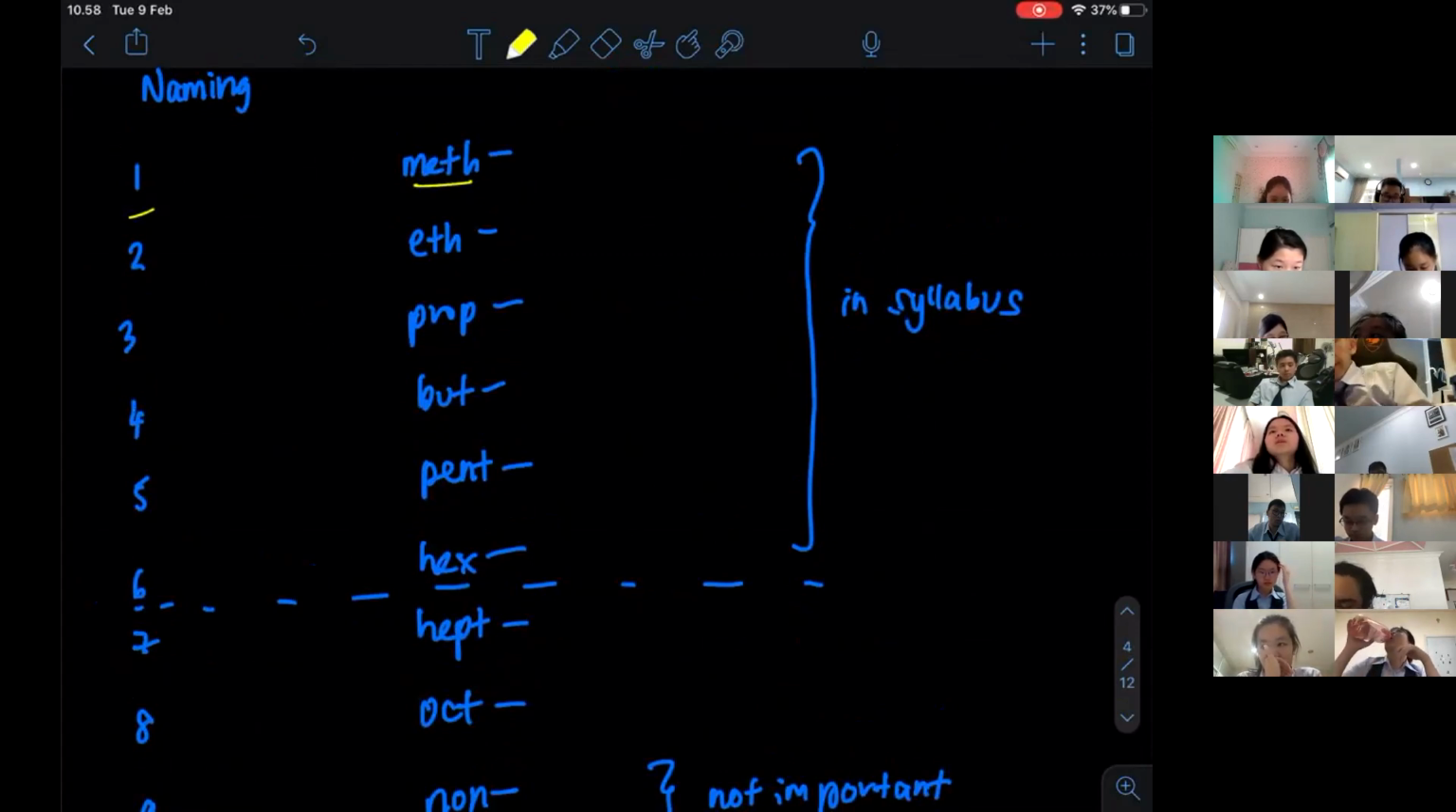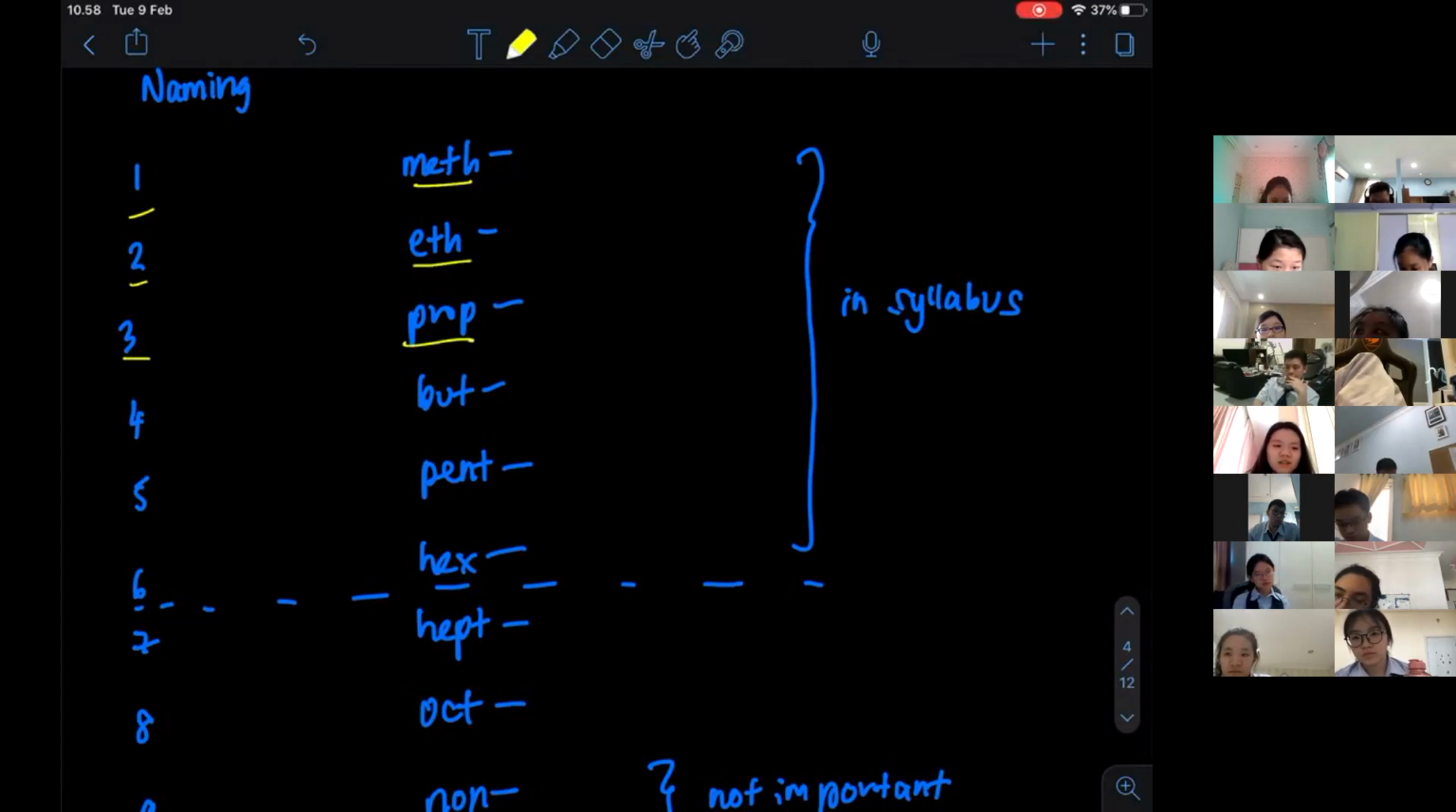There is no tomorrow, there is no later, there is no next week, there is no following month. You memorize now itself. Number 1 is met. Number 2 is going to be eth. Number 3 is prop. Number 4 is but. Number 5 is pent. Number 6 is hex.